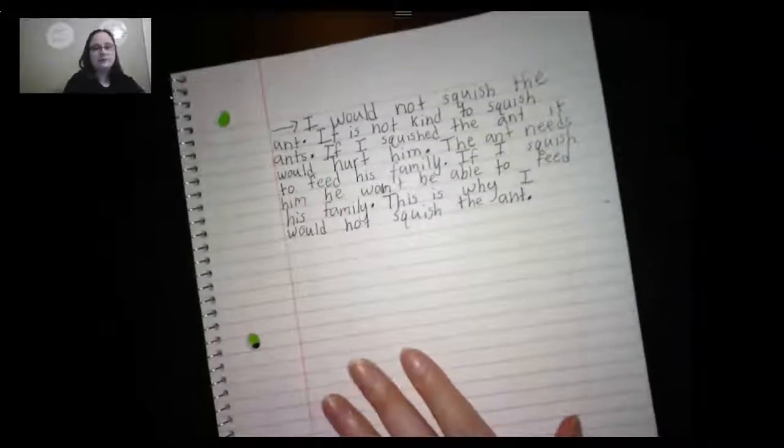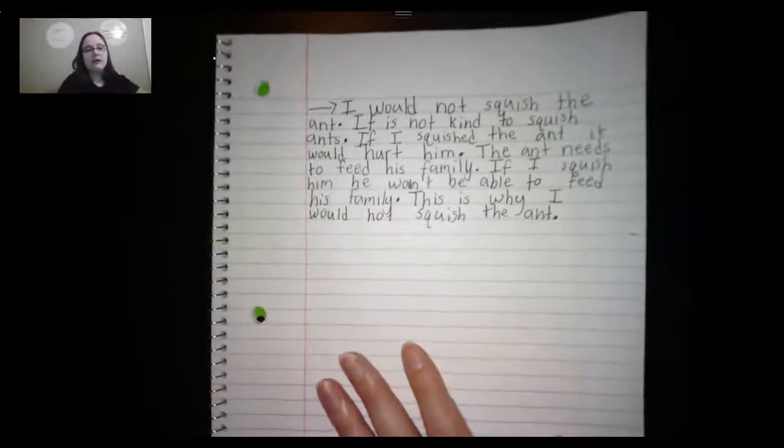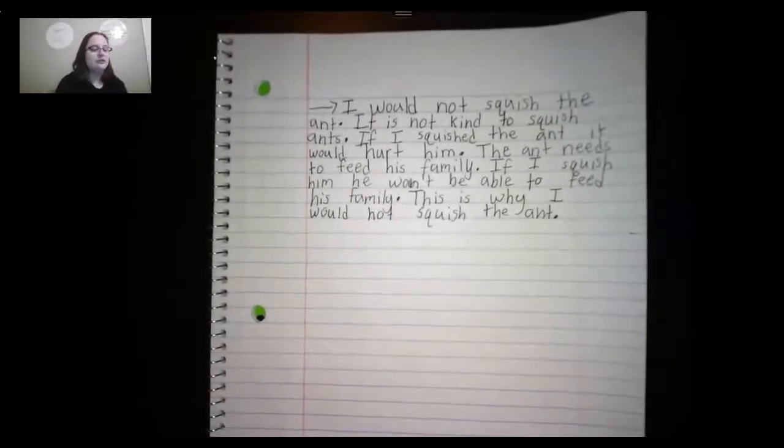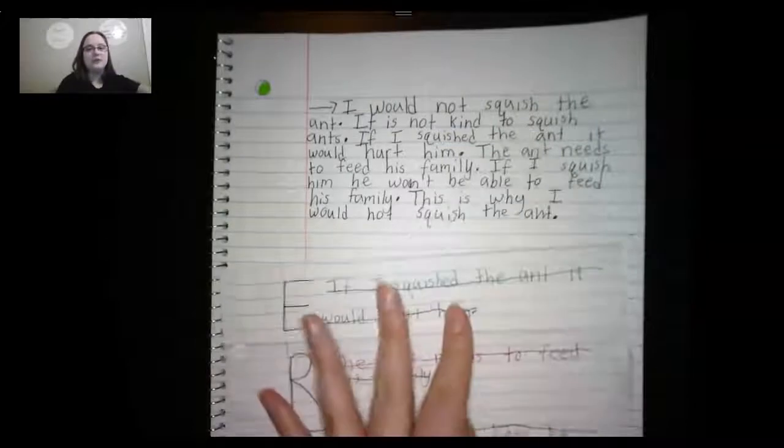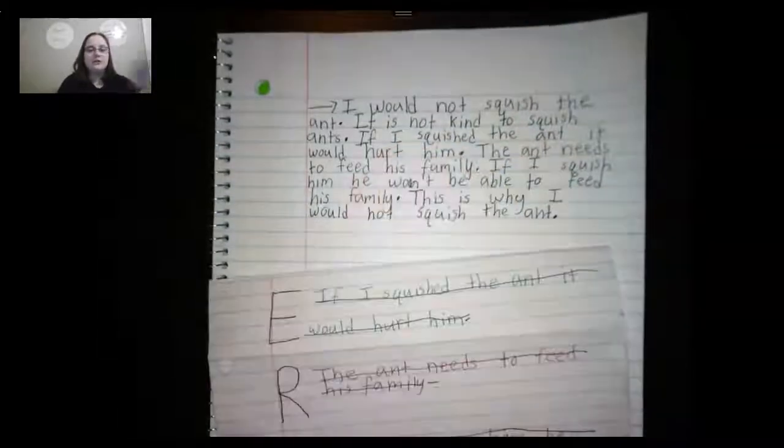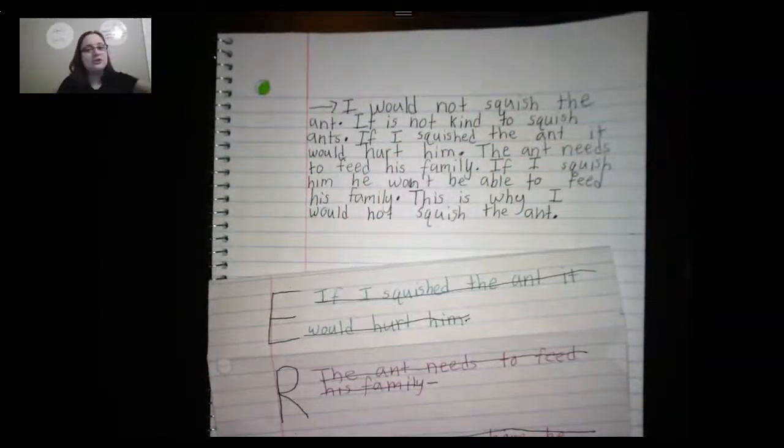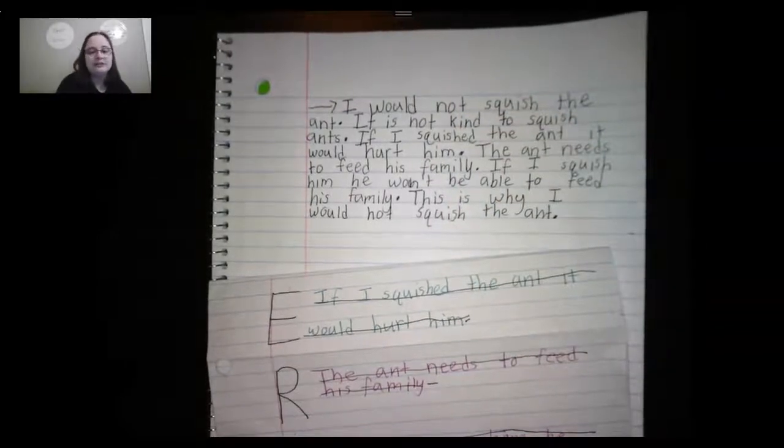So guys, just like that, we have written a whole paragraph. And we can do that. So all you guys have to do is finish transferring your writing from your graphic organizer into your paragraph, and then you'll take a picture of your paragraph and turn it into Seesaw.